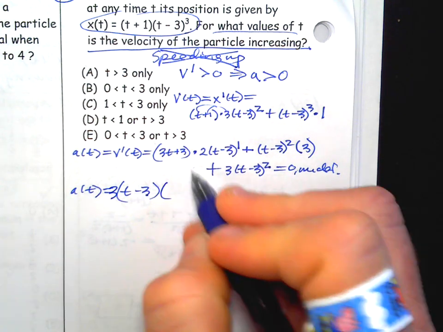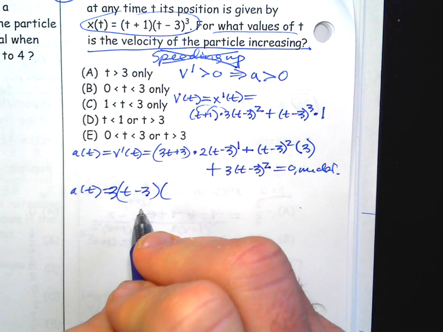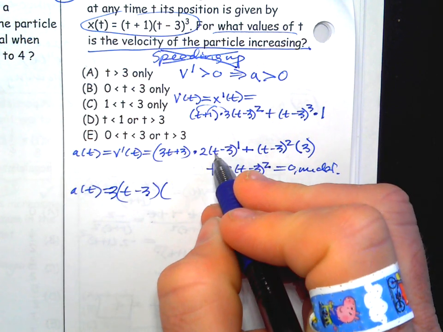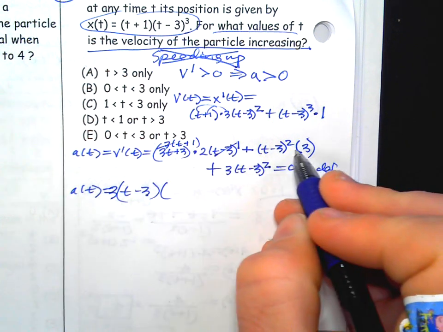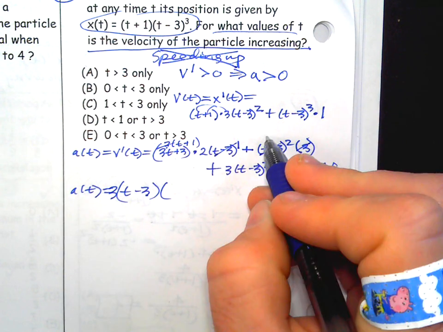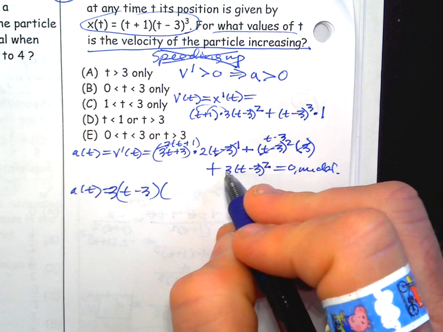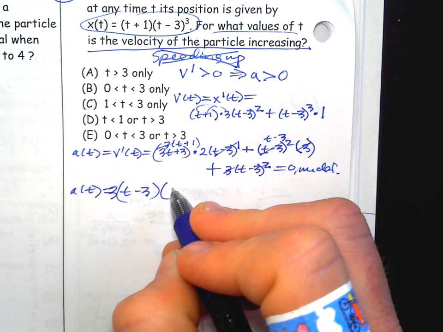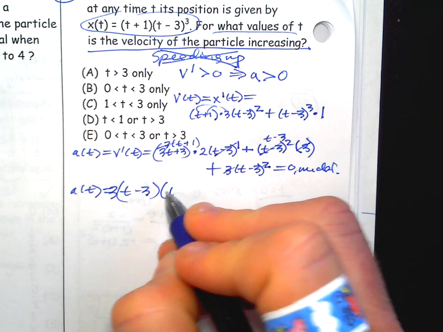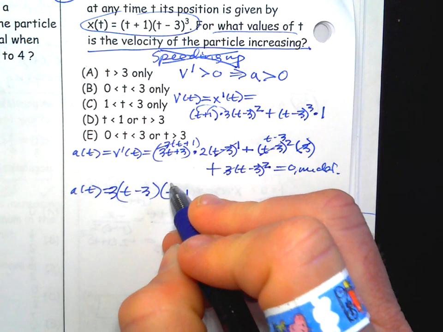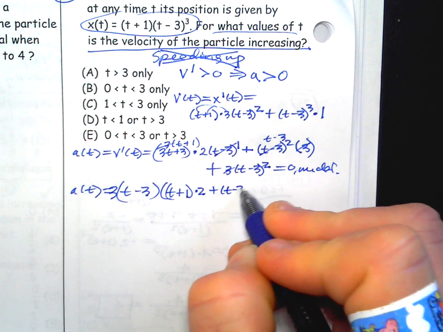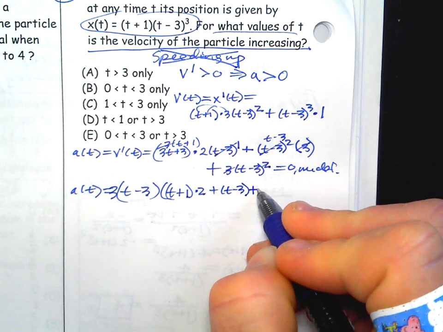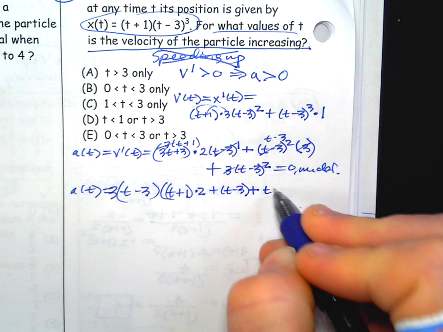So if I did that, that would take care of that. That would take out that 3 there. That would take care of that and that. And there'd be a t minus 3 left there and take care of that. And there'd be, okay, so it's going to be t plus 1 times 2 plus t minus 3 plus t minus 3 left over.